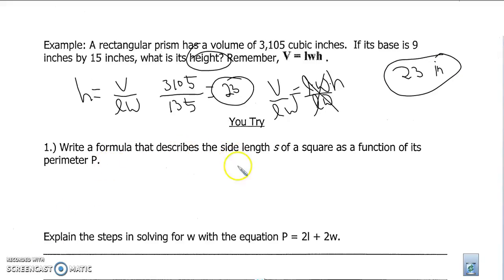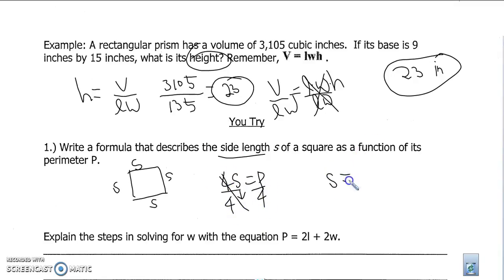Write a formula that describes the side length S of a square as a function of its perimeter P. If you have a square, all sides are equal. That's the characteristic of a square. And if you want to find the perimeter, you have 4 sides. So you can do 4 times S equals P. If I want to solve for S, one of the side lengths, you will divide each side by 4. And S will be P divided by 4. So if you want to find one of the sides, you just have to do perimeter divided by 4, and it's going to give you one of the sides.